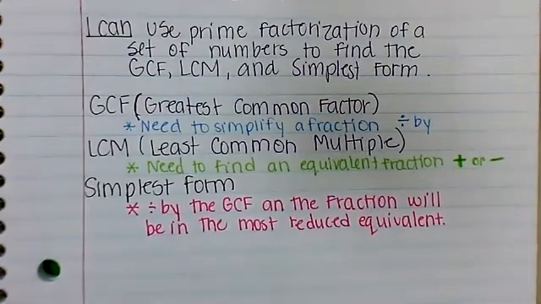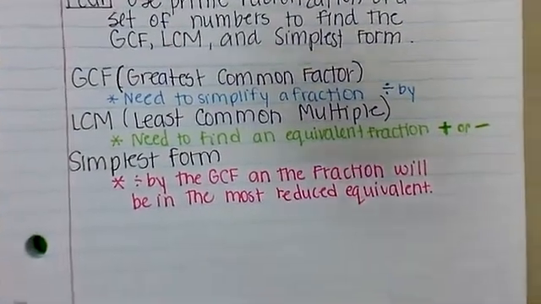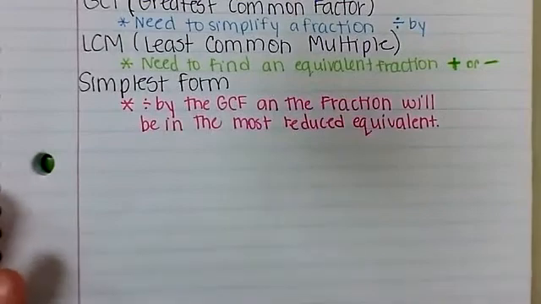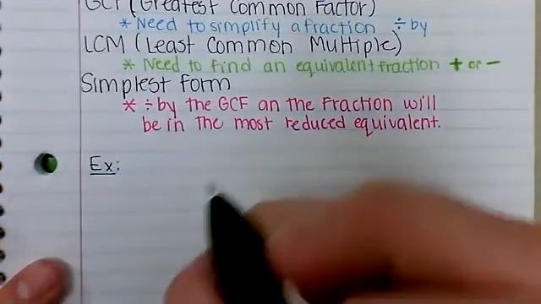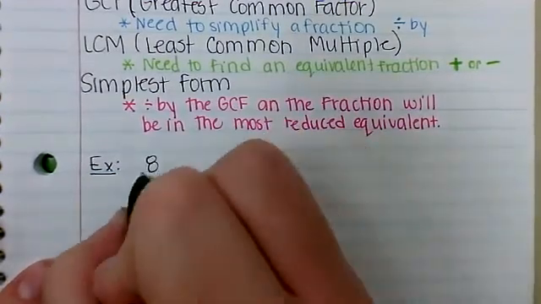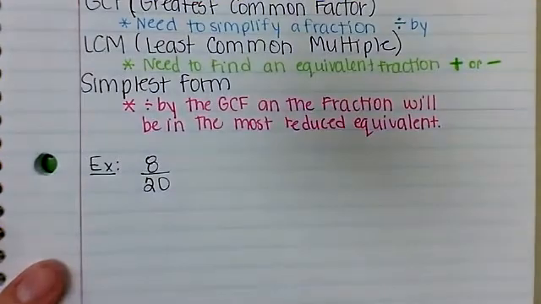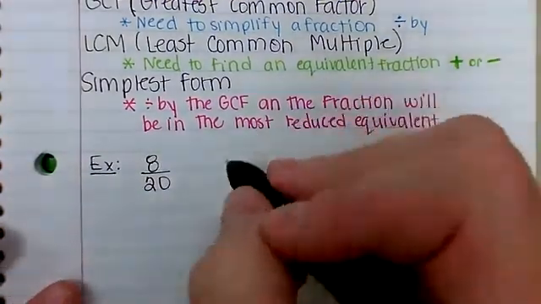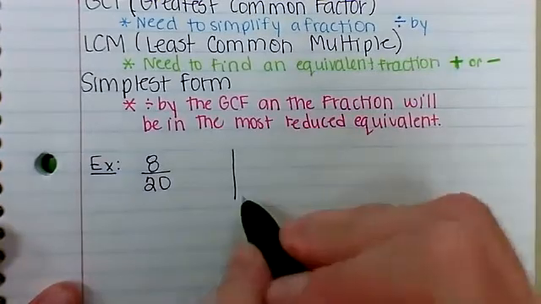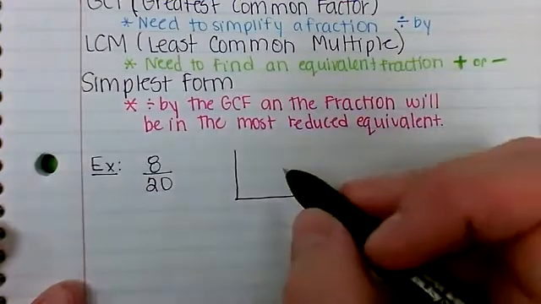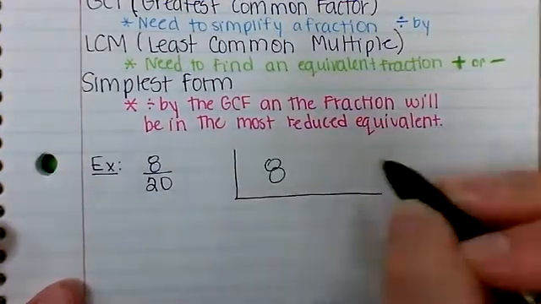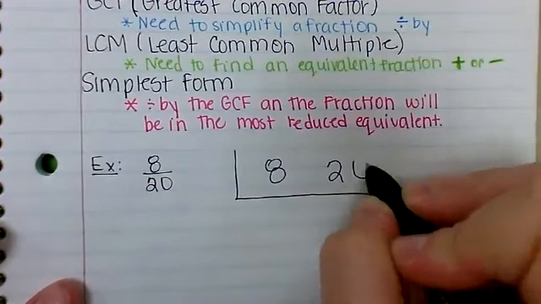So let's do a GCF, LCM, and simplest form using the cake method, but it's going to look like a double cake method. So let's look at our first example. Say I have the fraction 8/20. To do the cake method, draw a big box like we did, and you're going to write an 8 and a 20.